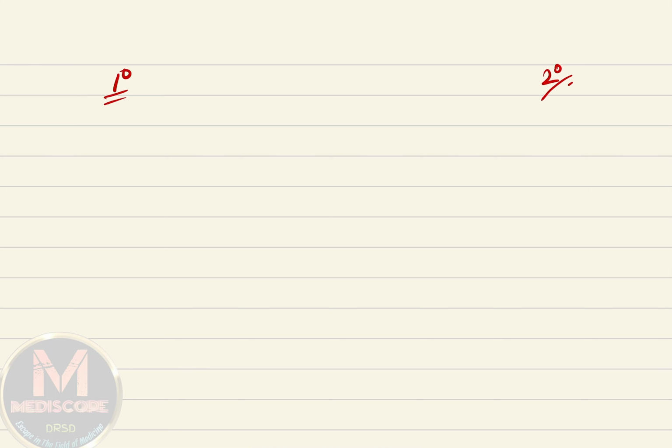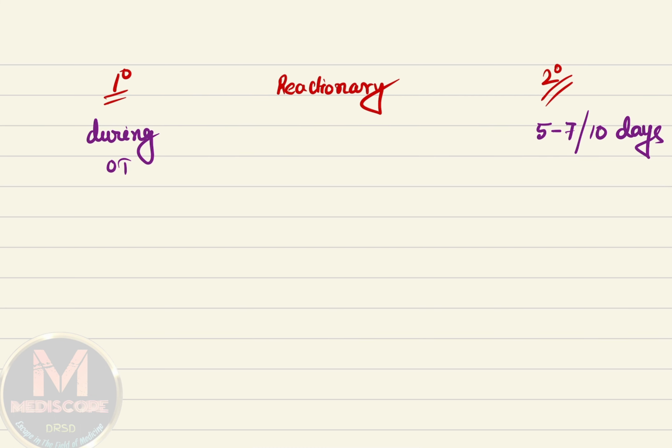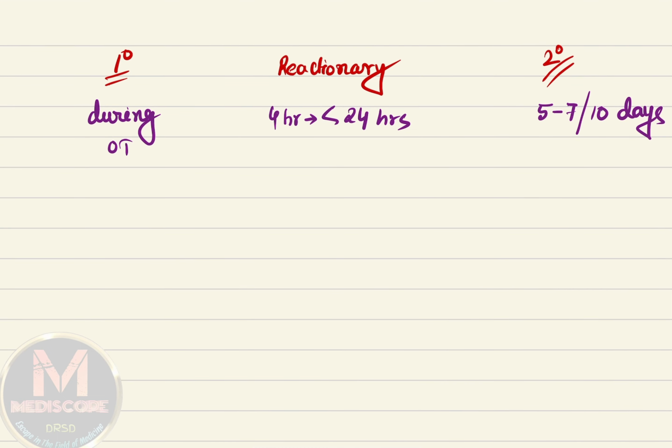Now primary hemorrhage, secondary hemorrhage, and reactionary hemorrhage. Primary hemorrhage is the bleeding that happens during OT, so it is intraoperative bleeding. Secondary hemorrhage happens at 5 to 7 days, or 5 to 10 days of the operation, and that is because of infection. Reactionary means 4 hours to 24 hours. Within a day of operation, if there is bleeding, that is reactionary hemorrhage.